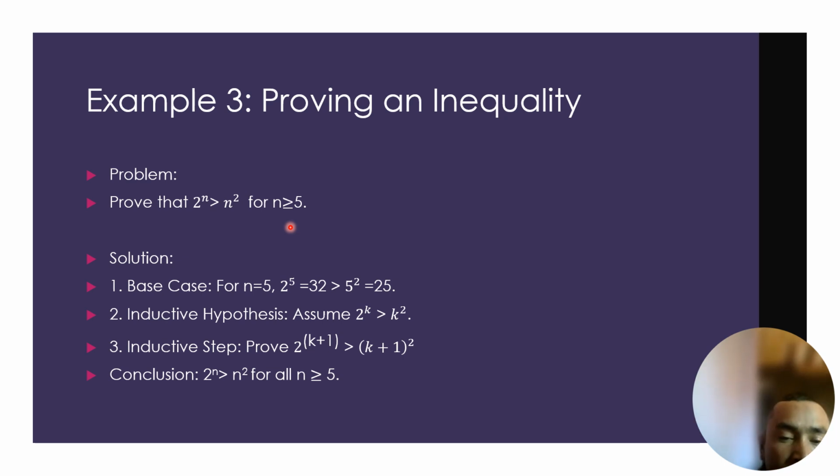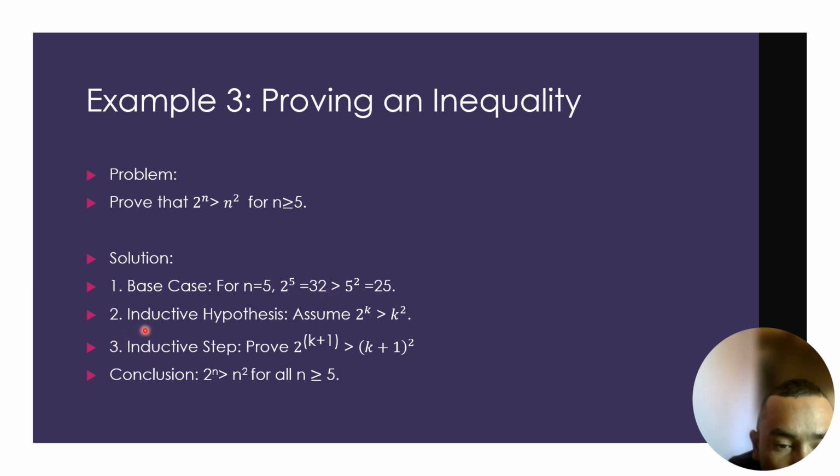So we take n as 5 first of all. So 2 to the power n means 2 to the power 5, which is 32. Likewise, in the place of n we write 5, so n square means 5 square, and the result is 25. So we can say it is proved that 32 is greater than 25. It is clear that the base case is right.